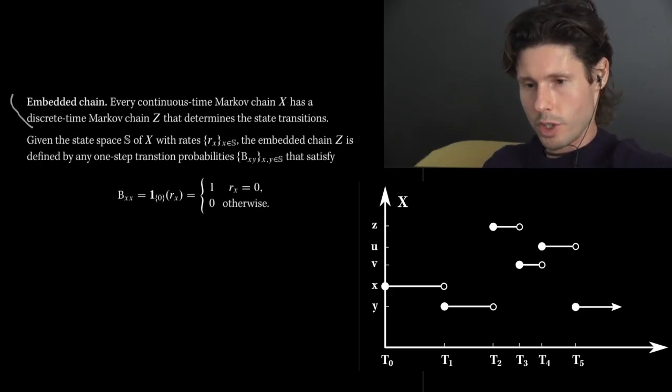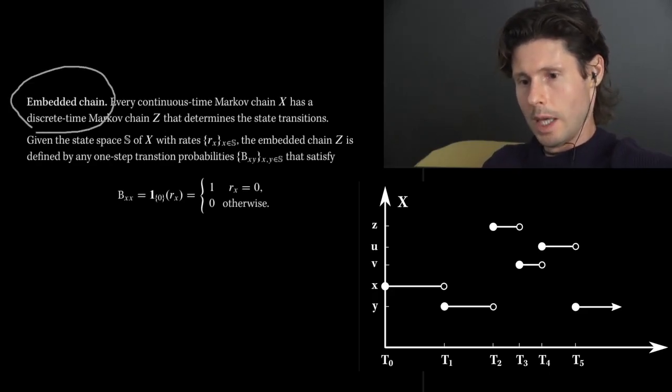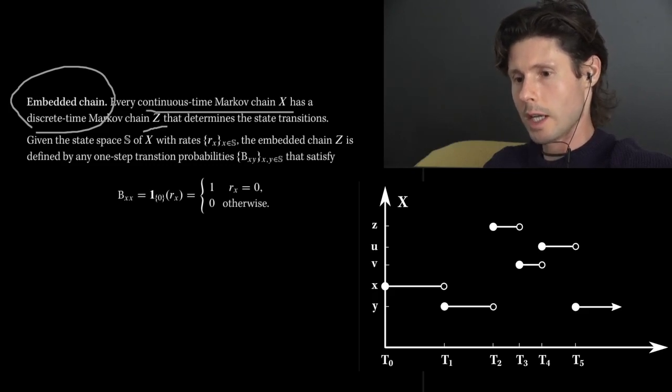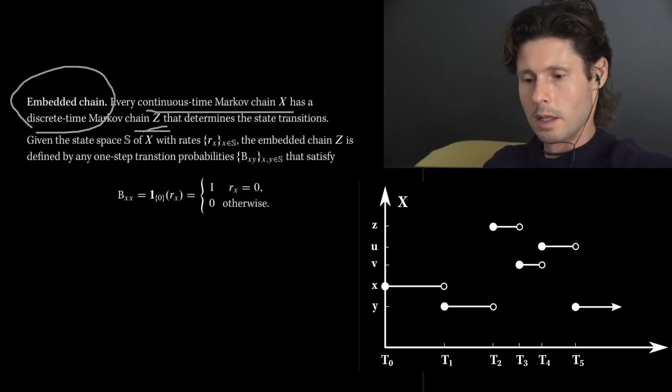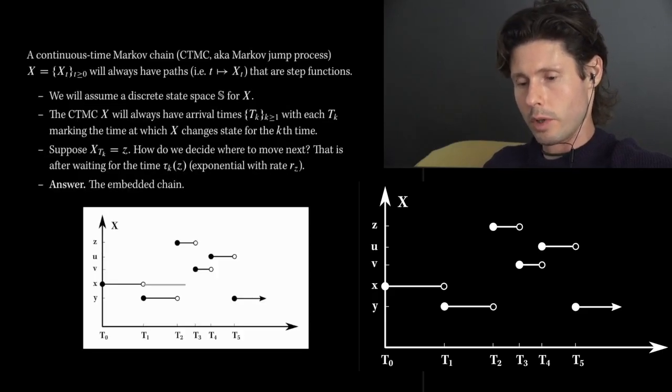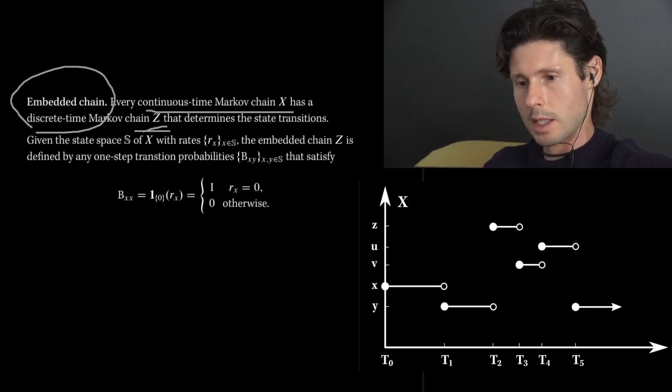There is this notion of the embedded chain. It is a discrete time Markov chain. I'm going to call it Z in most examples. So every single continuous time Markov chain X has an embedded discrete time chain, Z. And this is the thing that's going to tell it where to go. It's going to tell us where it goes up, down, to this state, to that state, and so on.